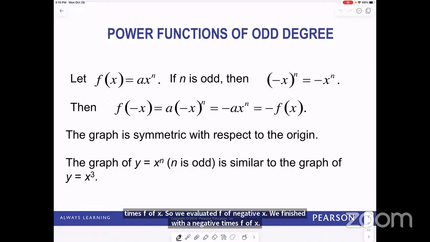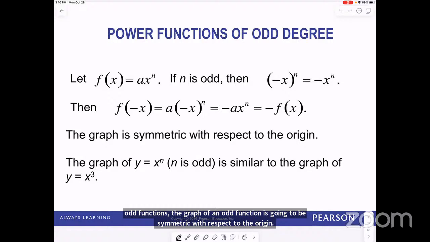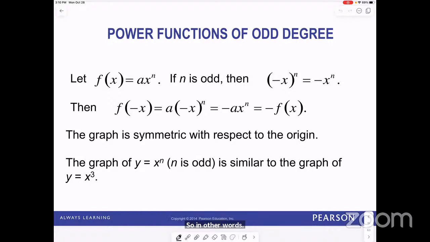So odd functions, the graph of an odd function is going to be symmetric with respect to the origin. So in other words, whenever we have x comma y, we also have negative x comma negative y, okay? And the graph of y equals x to the n, where n is odd, is similar to the graph of y equals x cubed, kind of that S-shaped graph that we've experienced. All the points are symmetric about the origin and equidistant. And again, whenever we have x comma y, we also have negative x comma negative y.